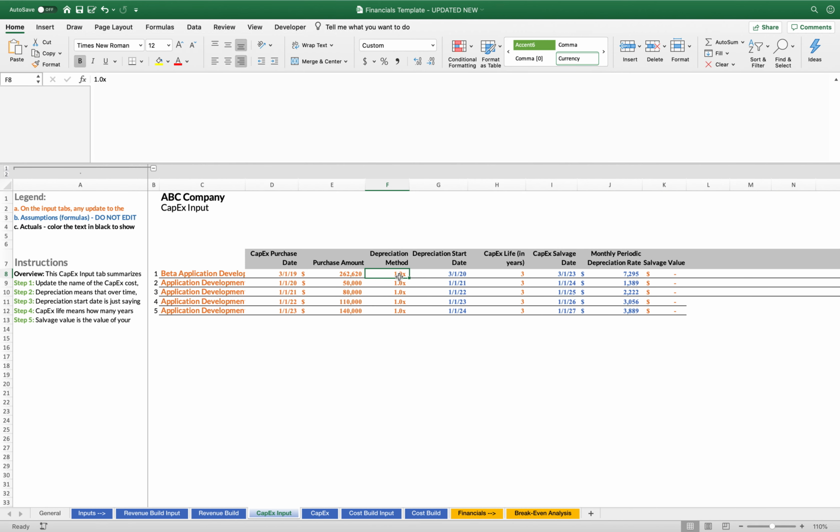And then depreciation method. We're using a straight line depreciation. I think there's a few different types, but this one is pretty standard. And then the depreciation start date, we're saying it's a year after when we incurred the CapEx expense. So you can make it that same year, or you can make it a year after. It all depends on the industry that you're in, because depreciation depends on the product that you're building.